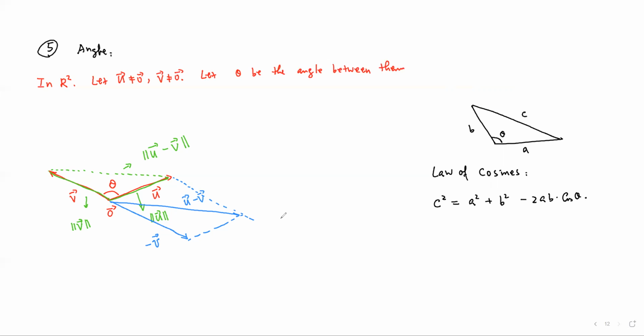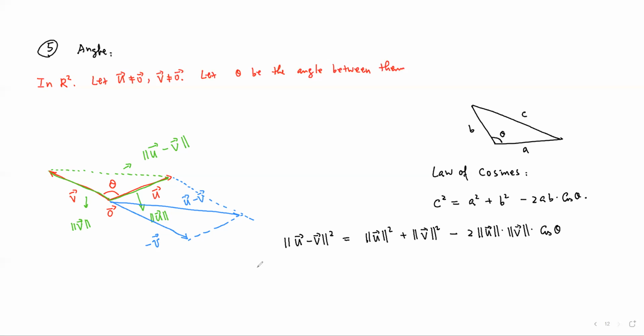Now I apply the law of cosine to this green triangle. By the law of cosine, the side opposite theta is U minus V, so C squared is the length of U minus V squared. It is equal to the length of U squared plus the length of V squared minus 2 times the length of U times the length of V times cosine theta, where theta is the angle between U and V. This is from the law of cosine.